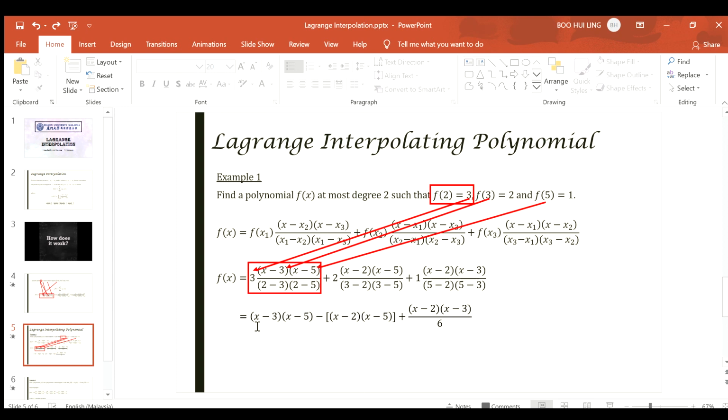Then we can form this formula and we can simplify it into this form. Then it becomes (x minus 3) multiplied by (x minus 5) minus (x minus 2) multiplied by (x minus 5) plus (x minus 2) multiplied by (x minus 3), all over 6. So now let us look through another example.